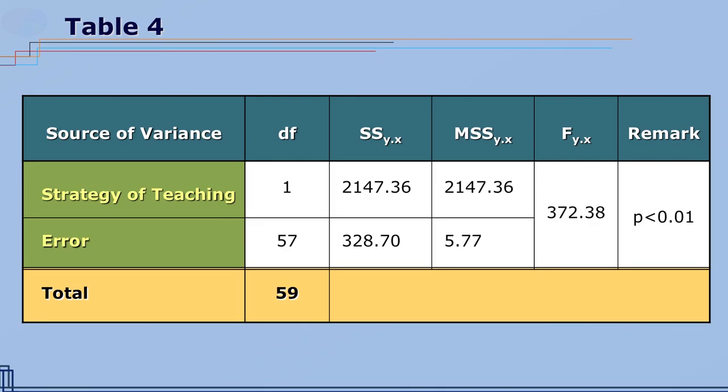when pre-achievement was taken as covariate. Thus, the null hypothesis that there is no significant difference between adjusted mean scores of achievement of computer-aided instruction group and lecture method group by considering pre-achievement as covariate is rejected.